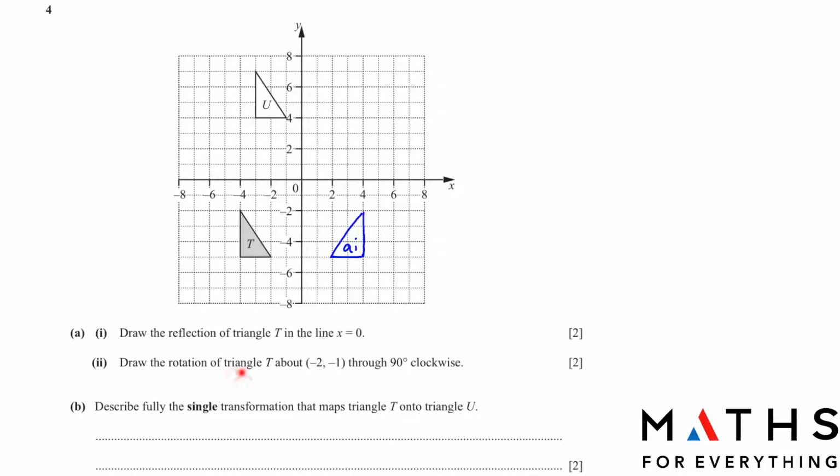Next one, draw the rotation of triangle T about -2, -1, and it rotates 90 degrees clockwise. Clockwise means it's going to go on the right-hand side. It's going to shift like that.